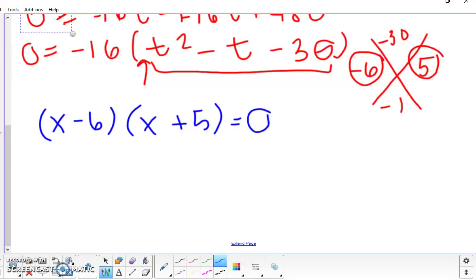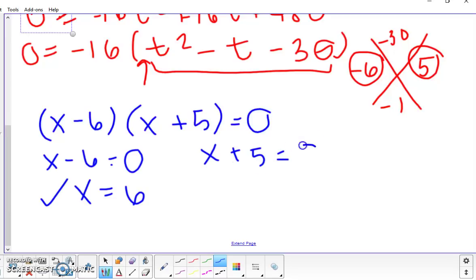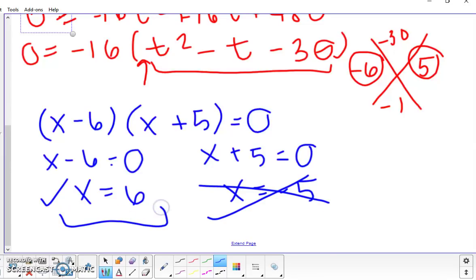Those are my two factors. But keep in mind, I'm looking for time, so that's not my final answer. I have to actually solve each binomial. So t minus 6 equals 0, so t equals 6. That makes sense. t plus 5 equals 0, so t equals negative 5. That does not make sense because we're talking about time. Therefore, it will take 6 seconds for Jason to hit that water in wherever he is with his friends.